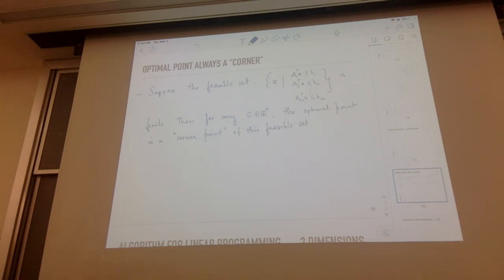Note that I haven't actually formally defined a corner point yet. Intuitively, in 2 dimensions, you understand what I mean by corner point. Well, it seems like it could also just be an edge.